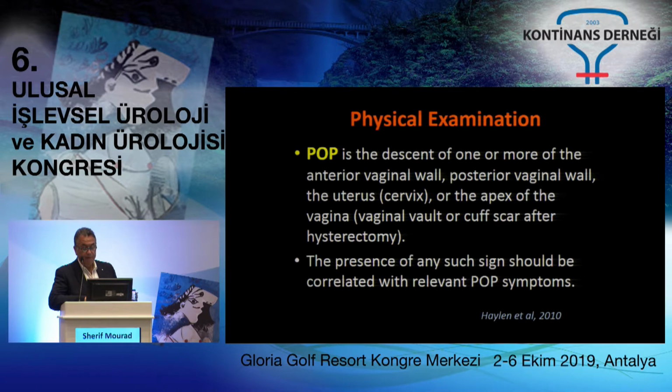Pelvic organ prolapse is the descent of one or more of the anterior vaginal wall or posterior vaginal wall, the uterus, or maybe the cervix, or the apex of the vagina, or the vaginal vault or cuff scar after hysterectomy. The presence of any such sign should be correlated with the relevant pelvic organ prolapse symptoms.